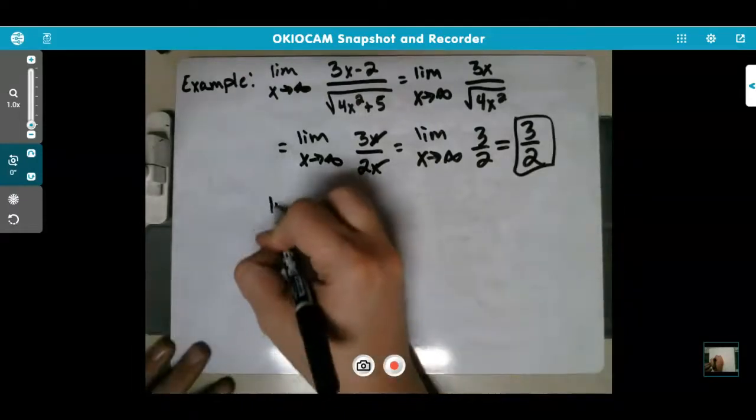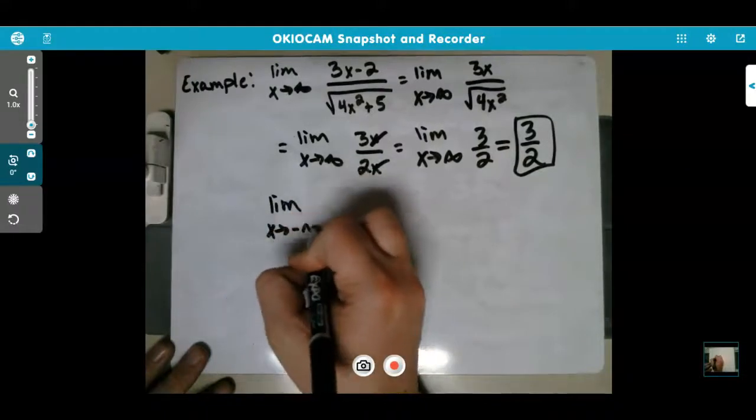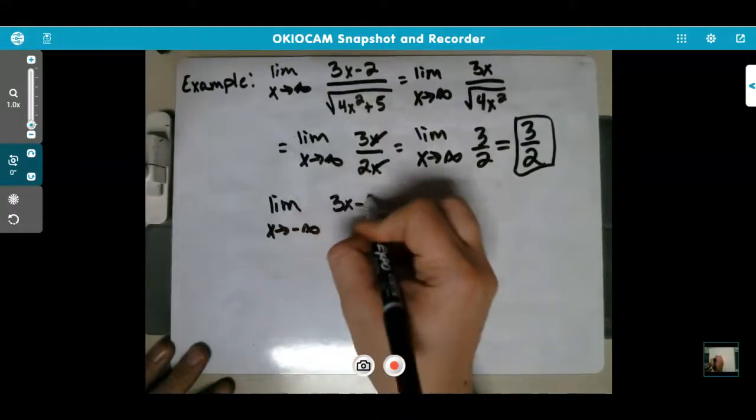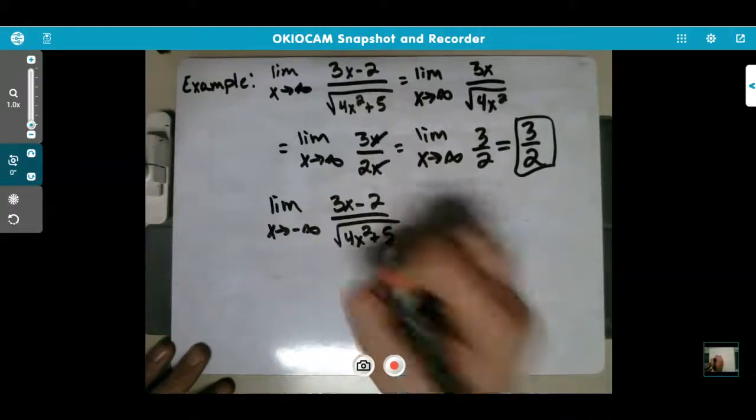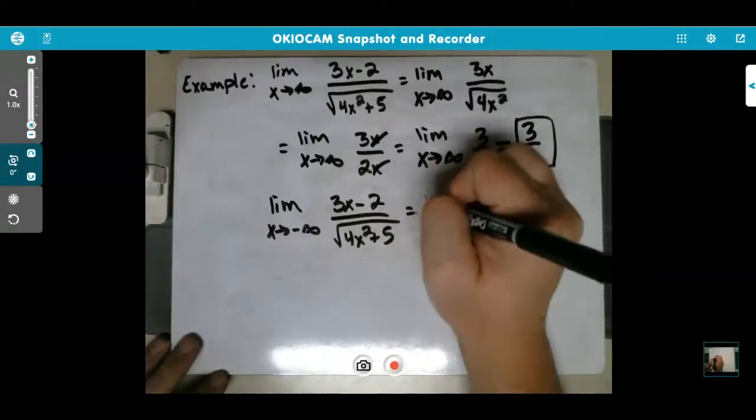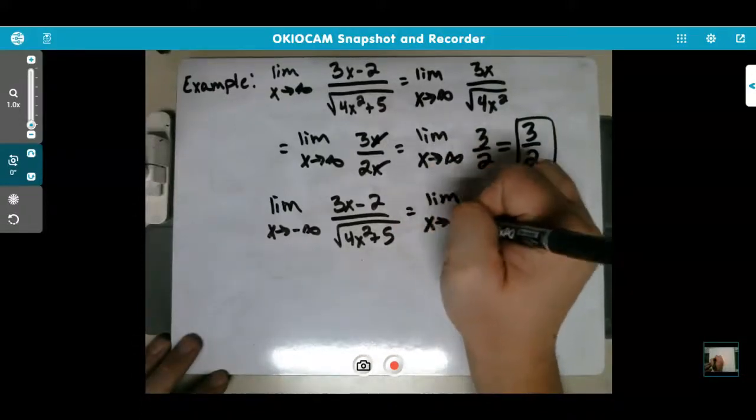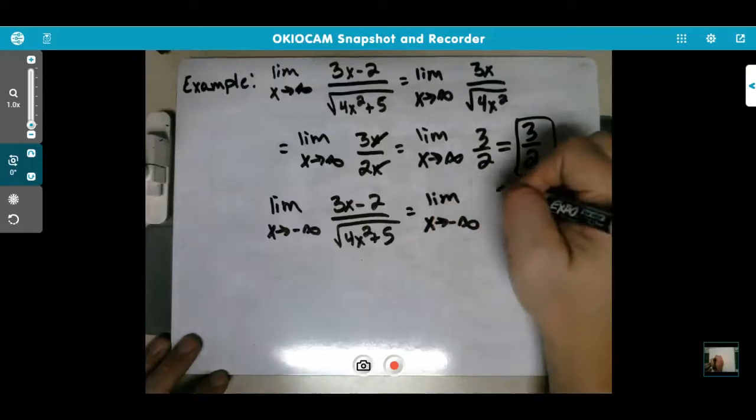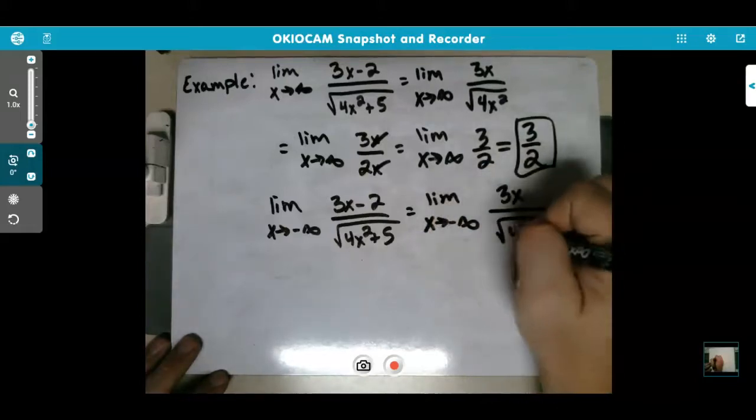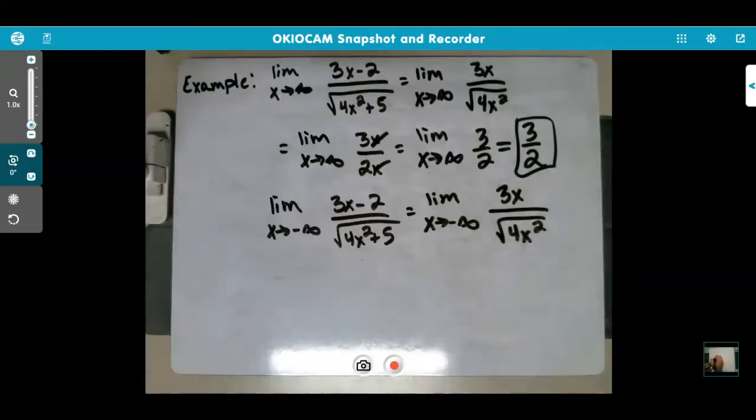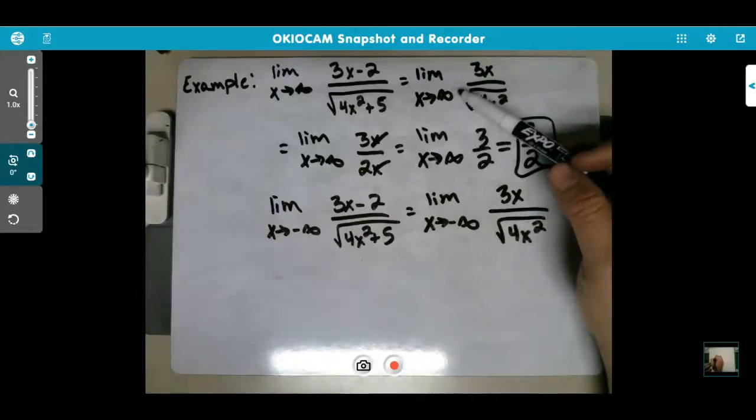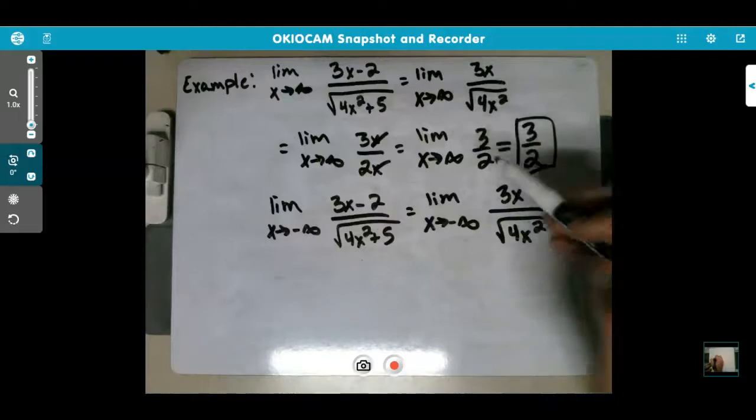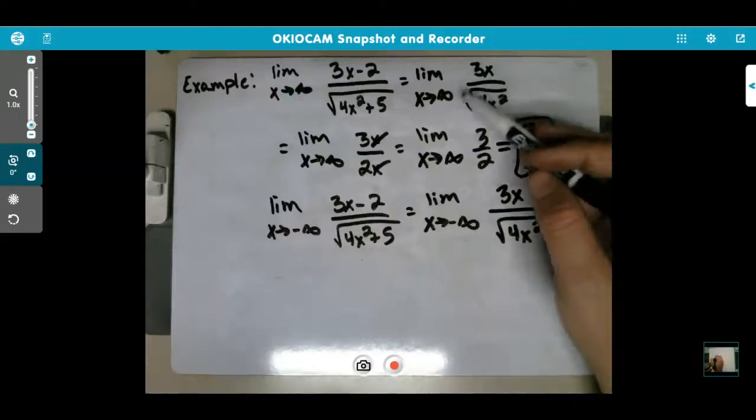Do the same thing for negative. This one actually does require a little bit of extra thought, and we will talk about it as we get there. 3x minus 2 over the square root of 4x squared plus 5. Again, we only need the largest terms. Limit as x goes to negative infinity of 3x over the square root of 4x squared. Now, we need to stop and think right here, okay? This is where it needs a little bit more thought. Up here, everything was positive, right? So I didn't really need to think about this.